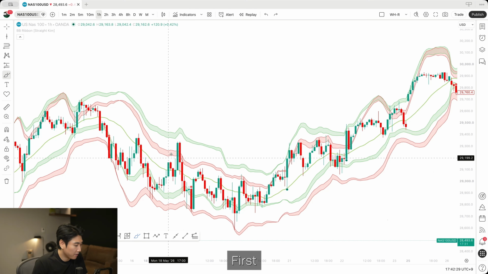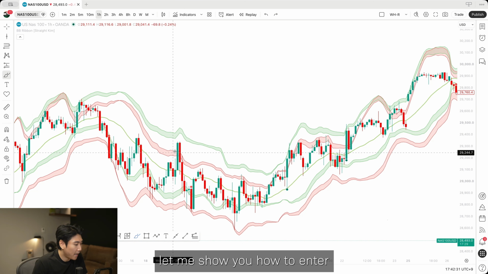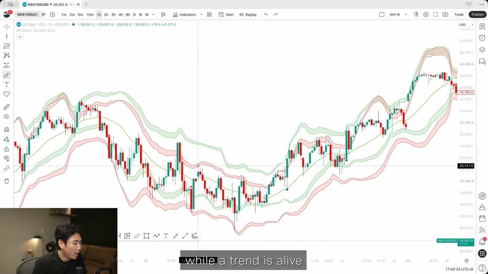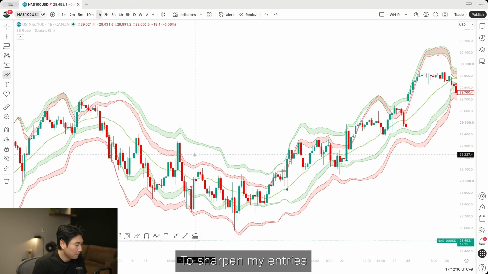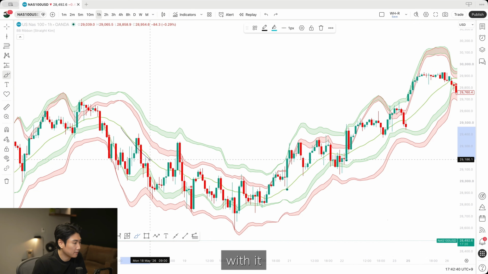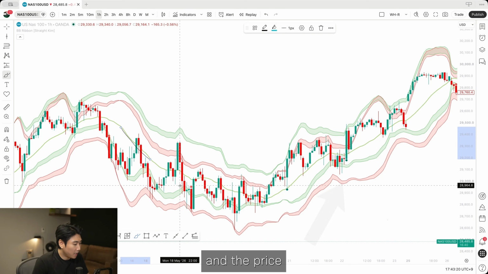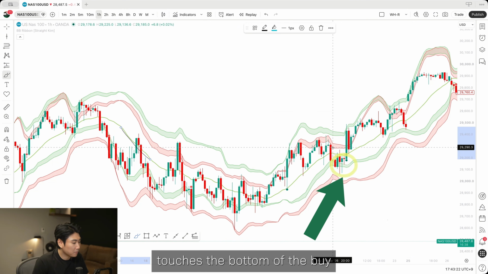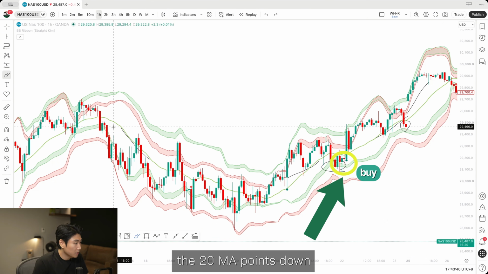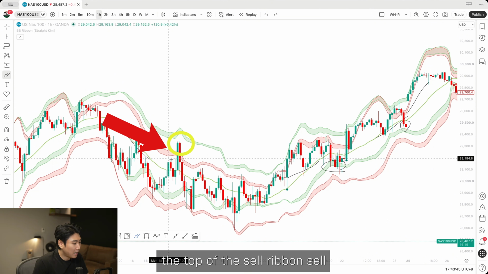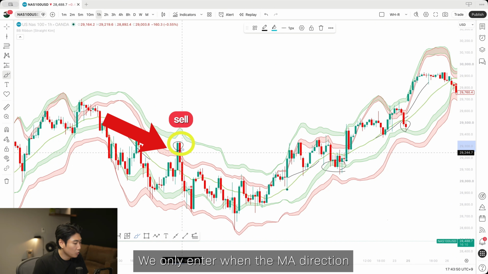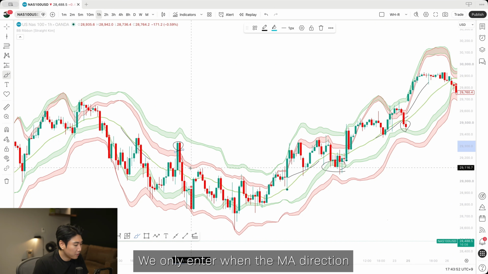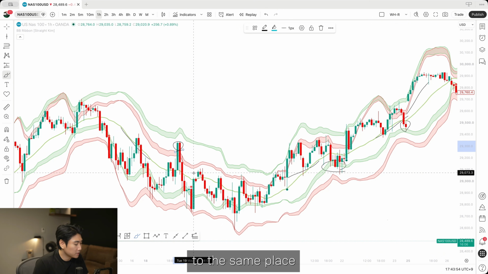The trend type first. Let me show you how to enter with these ribbons while a trend is alive. To sharpen my entries, I watch the 20 moving average with it. The 20 MA points up and the price touches the bottom of the buy ribbon, buy. The 20 moving average points down and the price touches the top of the sell ribbon, sell. We only enter when the MA direction and the ribbon point to the same place.